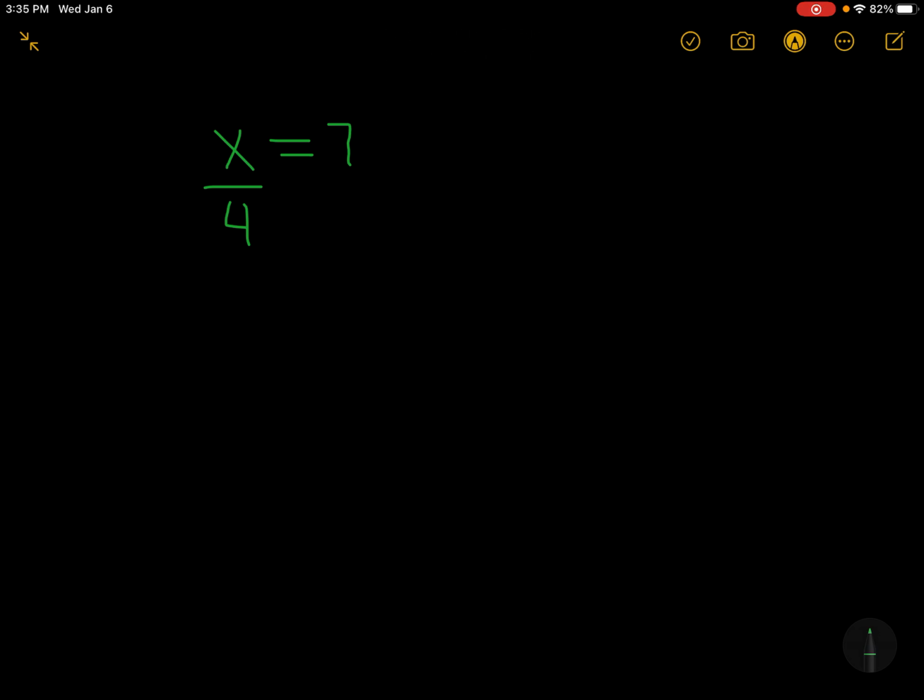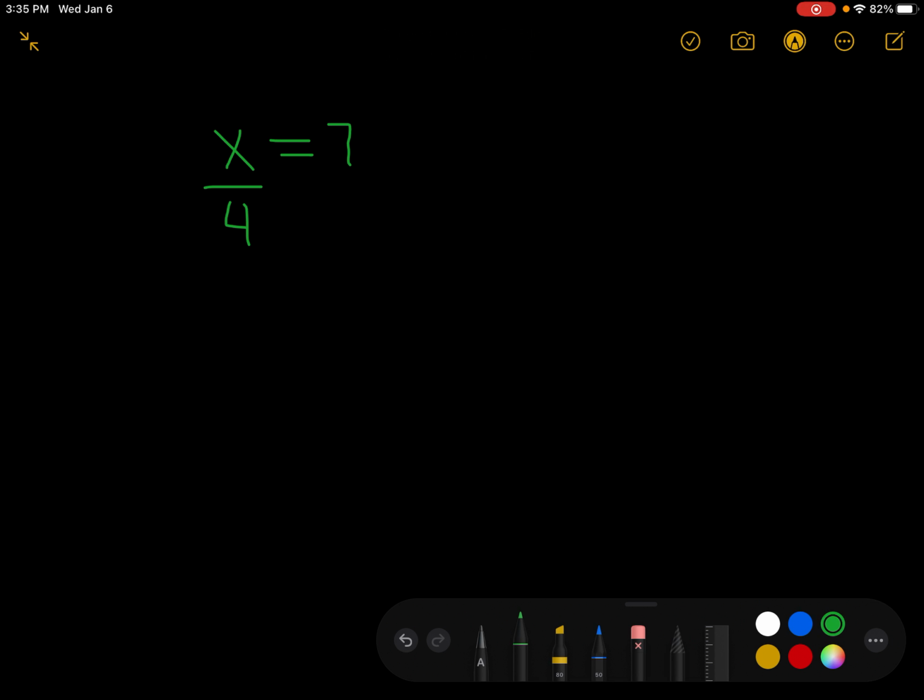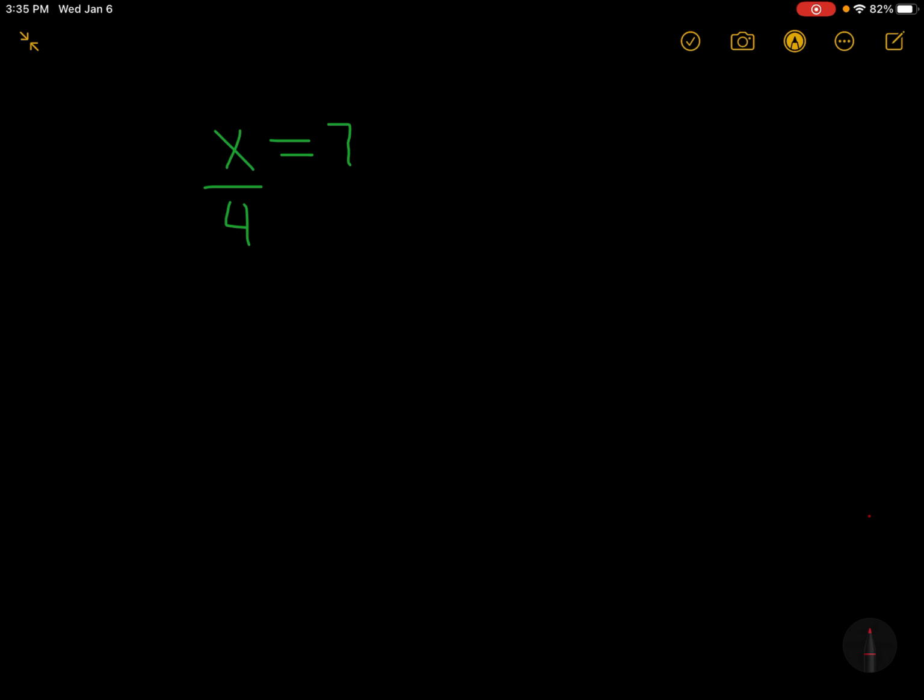So remember, your goal is to get x alone. So instead of dividing here, I think I'm actually going to multiply. I'm going to multiply by 4 so that I can get x by itself. So we're looking at 4 now divided by 4. 4 divided by 4 is going to be 1.